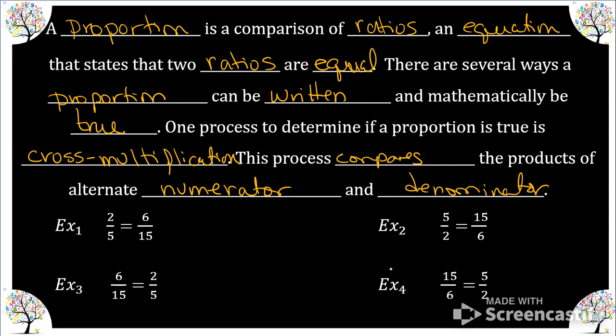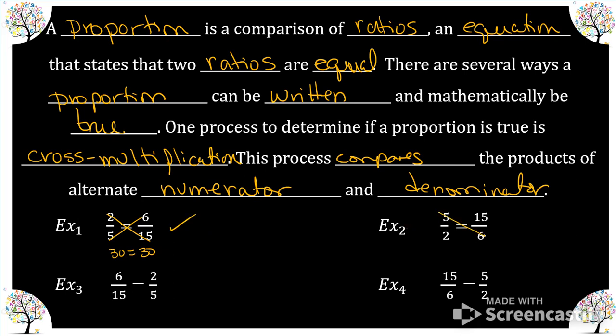So here are 4 examples of possible proportions. We're going to see if they are true, and you can see in each one of these the same numbers are used. So we have shown 4 different ways of setting up a possible true proportion using these 4 numbers. So the cross multiplication, we're going to multiply alternate numerator and denominator. And we can see 30 does equal 30, so that is a true proportion.